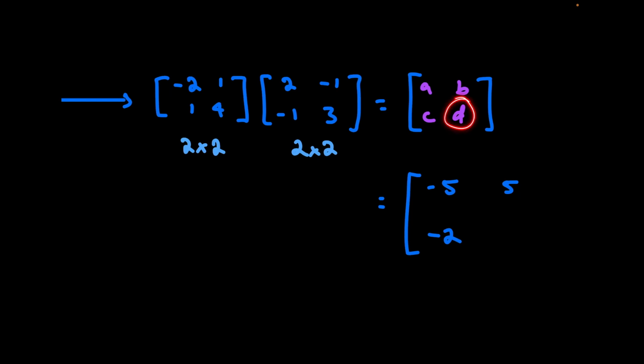And lastly, the value of D. This is the second row and the second column. 1 times -1 is -1. And then 4 times 3 is 12.